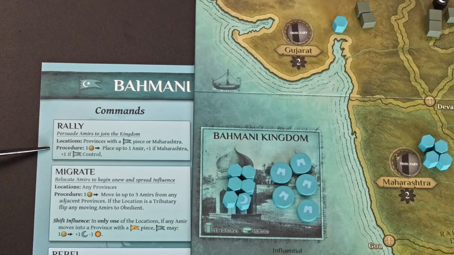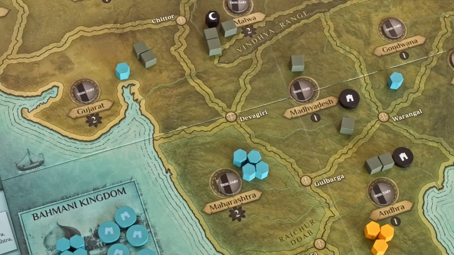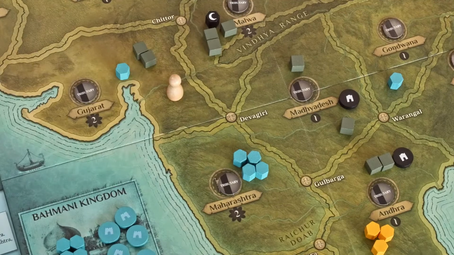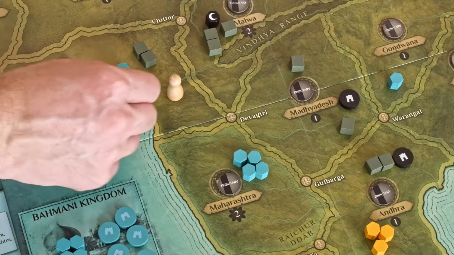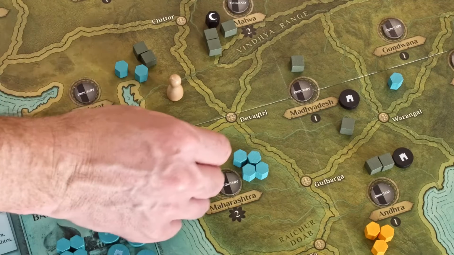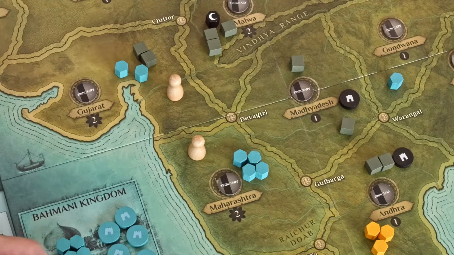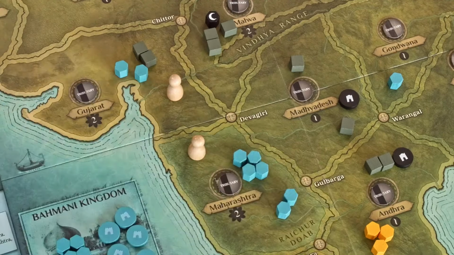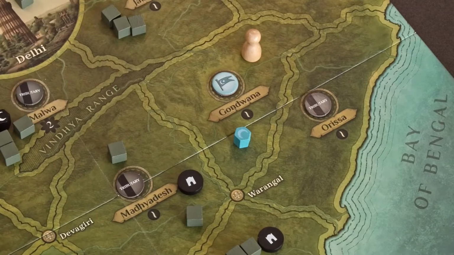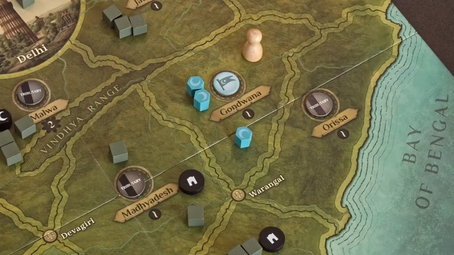First off is Rally, which is how Bahmanis get Amirs on the board and Vijayanagara gets Rajas on the board. By paying 1 resource per space where they already have a piece, the factions can add an Amir or a Raja in that space. The Bahmanis can also add an extra Amir in their home turf, Maharashtra, and an extra one in the independent space that they control.